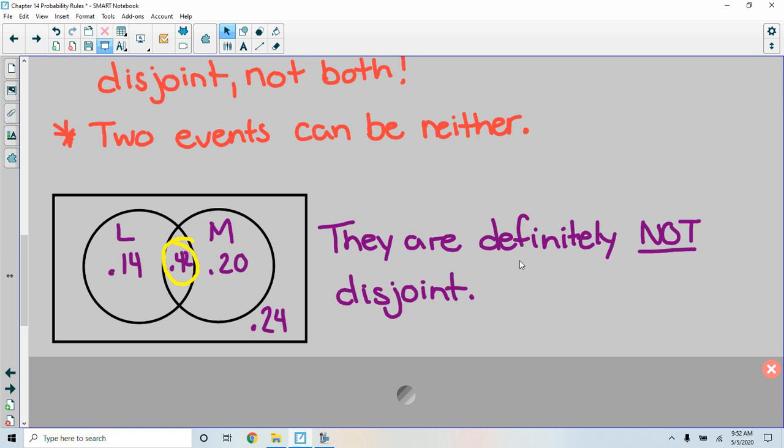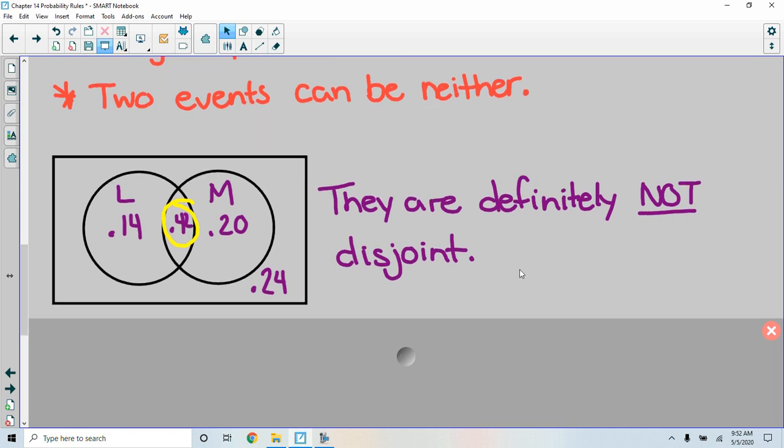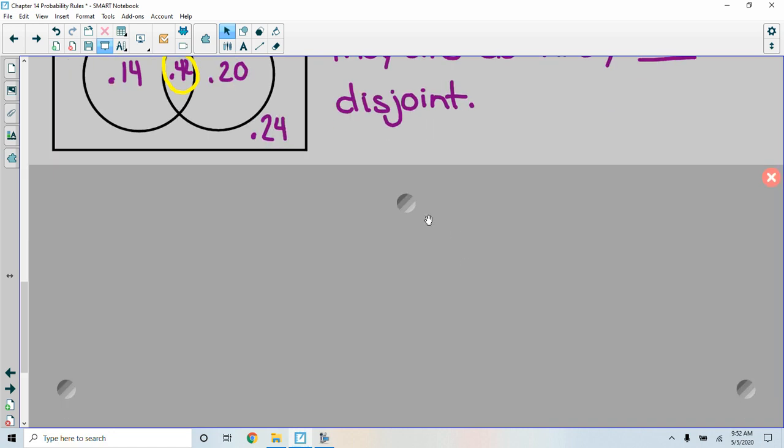Okay, so we know they're not disjoint. We've already talked about that. There's an overlap. There are some people who live on campus and have a meal plan, 42% of them to be exact. And so they're not disjoint events. So let's check in on the independence.